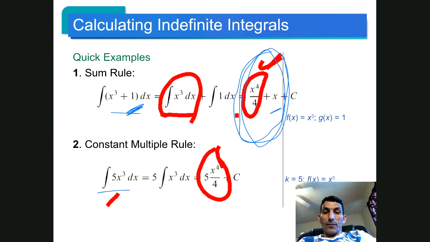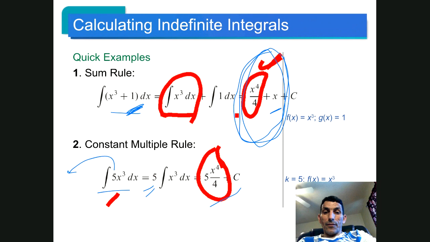Again, the integral of x cubed is x to the 4 over 4. The integral of 1 is x. For 5x cubed, the 5 goes outside. Then it will be 5 times the integral of x cubed. What is it? x to the power 4 over 4 plus a constant.